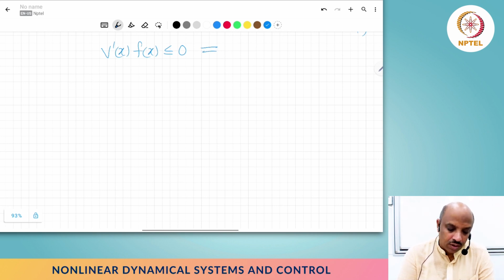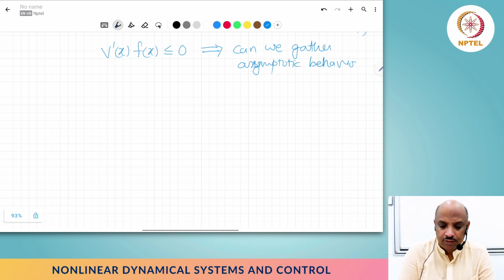And then can we conclude, or can we gather rather, asymptotic behavior of this system? The answer lies in this beautiful theorem and beautiful theory provided by LaSalle, Barbashin, and Krasovskii, and we loosely call it LaSalle's invariant set theorem, right?